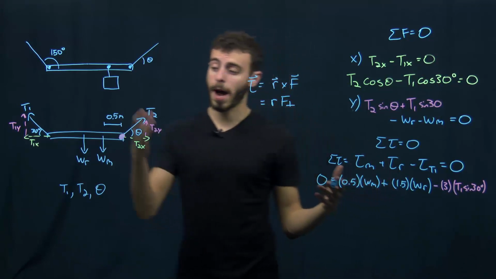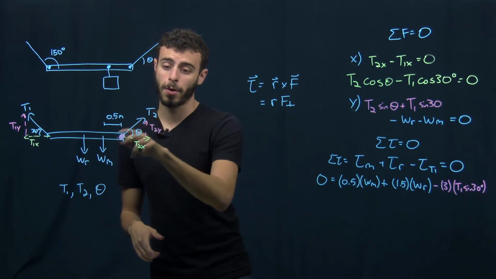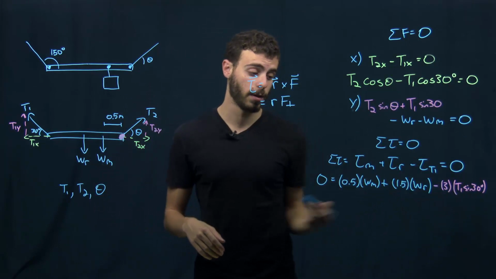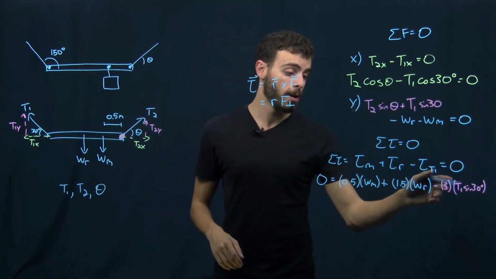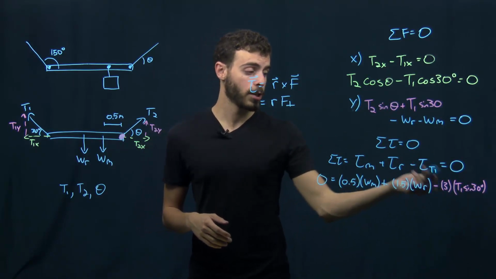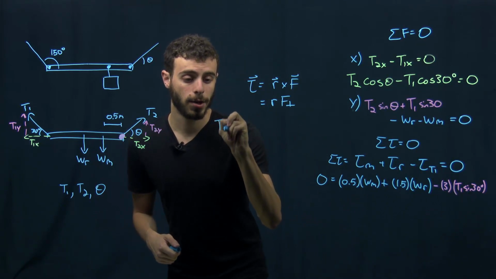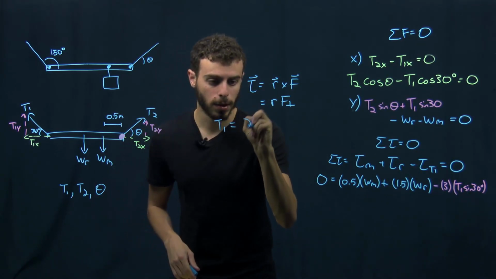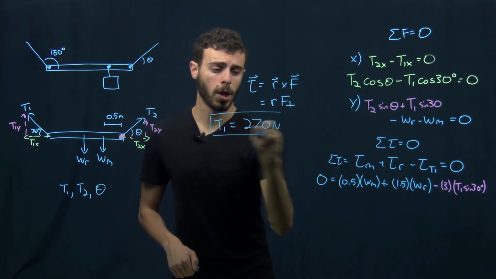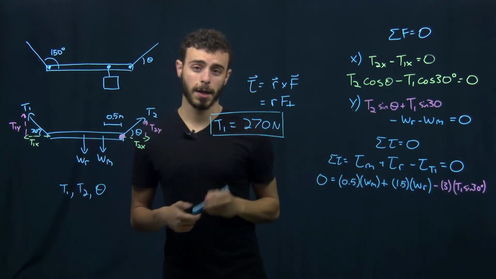So right now we see why it was so useful to choose this pivot point. That's because we don't know this angle theta and we don't know this T2. So that's already two unknowns we've gotten rid of in this relation. What we do have is T1, and we only have one equation here for T1. We know the weights, so we can solve this directly for T1. If you do that, you should get T1 is equal to 270 newtons. Again, follow along in your solutions, but this is one equation and one unknown, so it gives us T1.